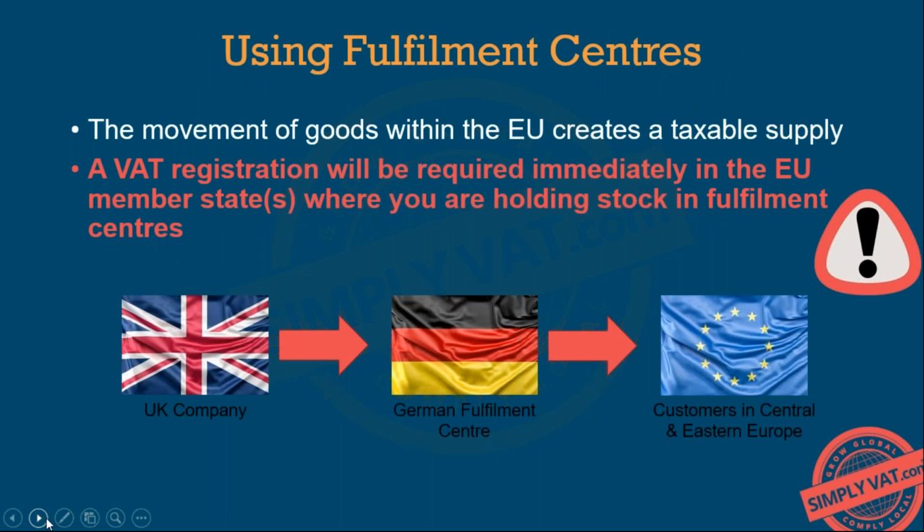One area where there's a lot of confusion or lack of knowledge and information about VAT compliance is when using fulfillment centers across the EU. If you're thinking about using, or already use, a fulfillment center that is now available in Europe, such as Amazon FBA, you should be aware that the movement of goods within the EU triggers an immediate need to VAT register in that country, as the stock becomes a taxable supply. As a non-resident, there are no thresholds to exceed.